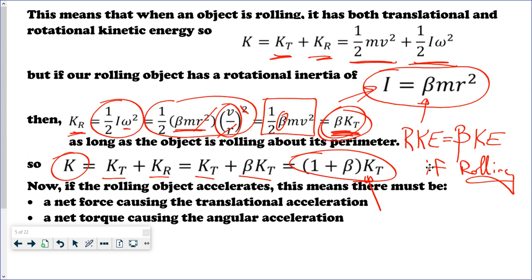So what I'm going to do here in a minute is solve a problem which has an object rolling down an inclined plane, and I'm going to solve it using three approaches. One of them is going to be using this energy idea that we just talked about. And the other two methods are going to revolve around this idea that we've got net force causing translational acceleration and net torque causing angular acceleration. So that's where we're headed here in the notes.